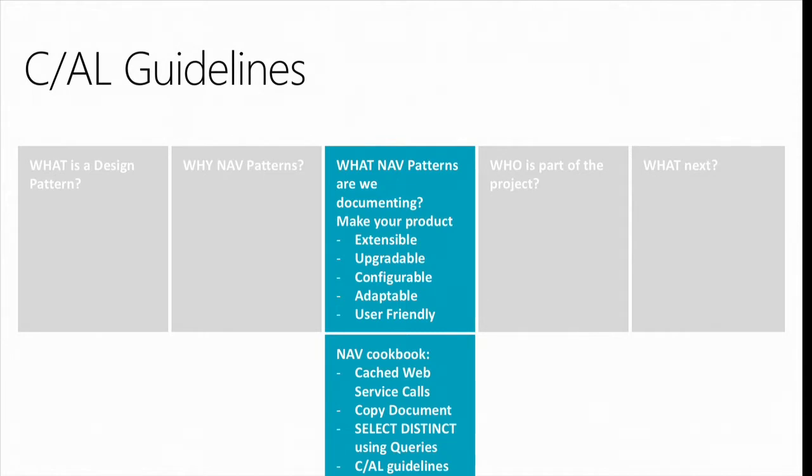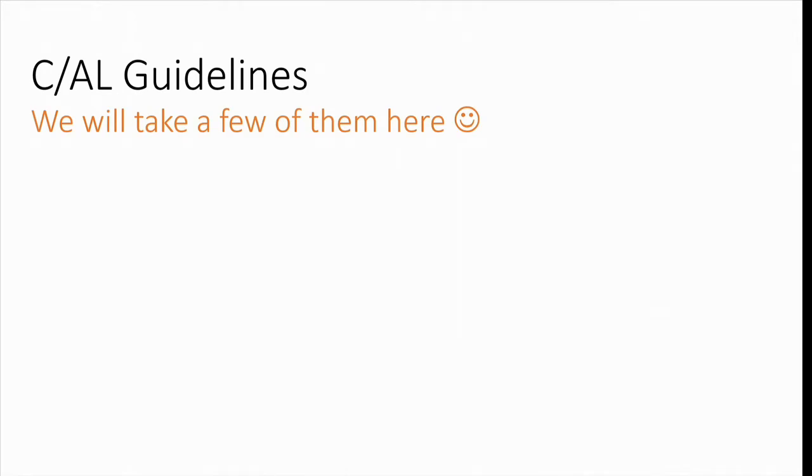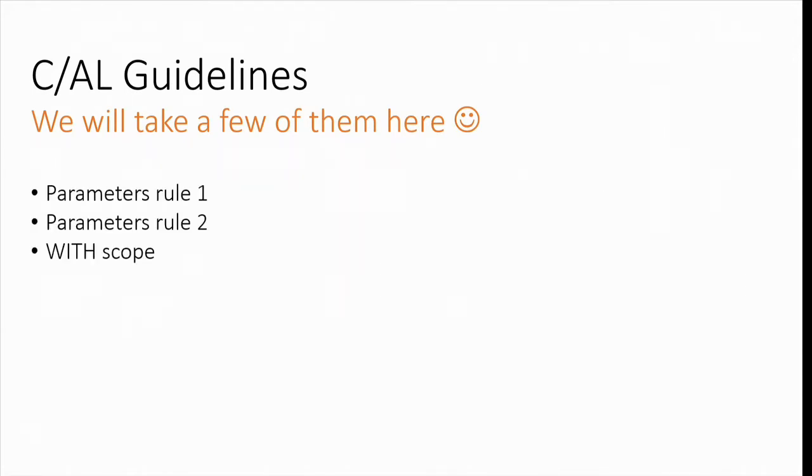I will not go through all the CAL guidelines here. There's a bunch. Some of them are tedious, space, indentation, whatever. I will go back to where you can find them later on, but let's take a few of them here. Two rules about parameters. Something with the width scope, sorry. And then this little buzzword, cyclomatic complexity. How many of you know that word? Good. You will learn something new then.